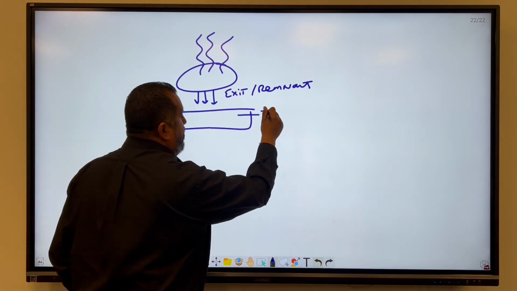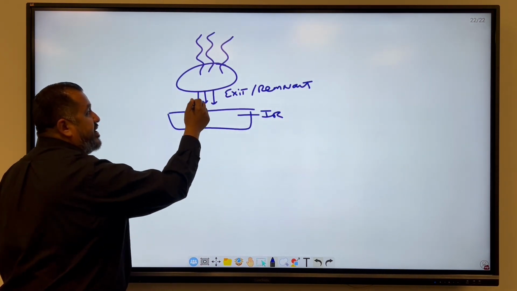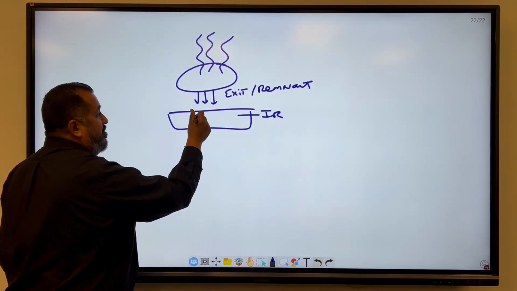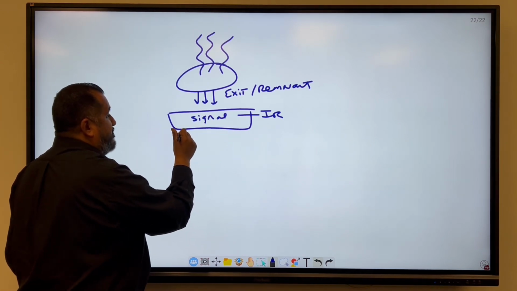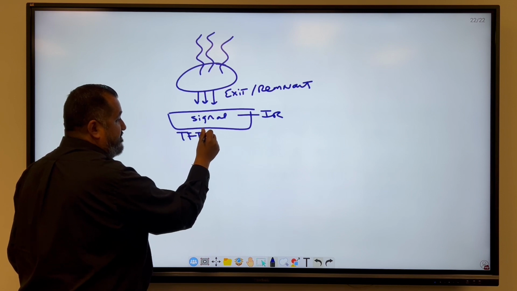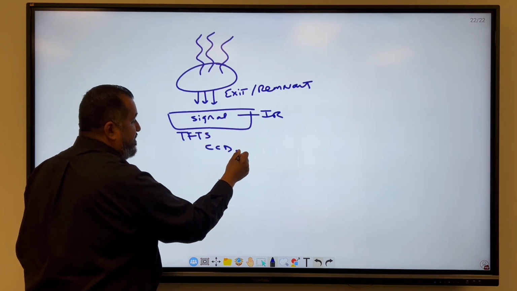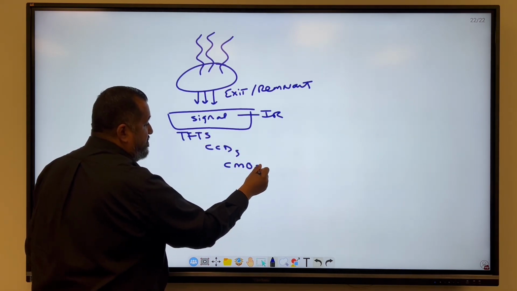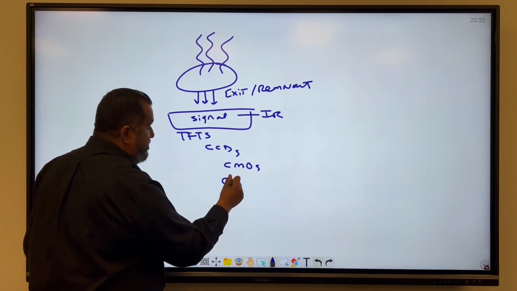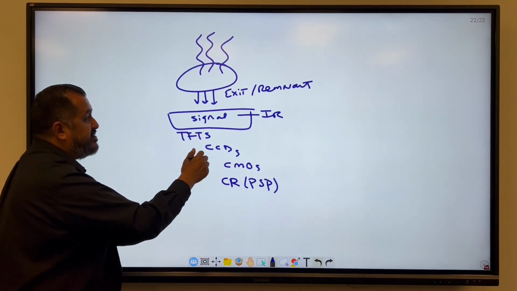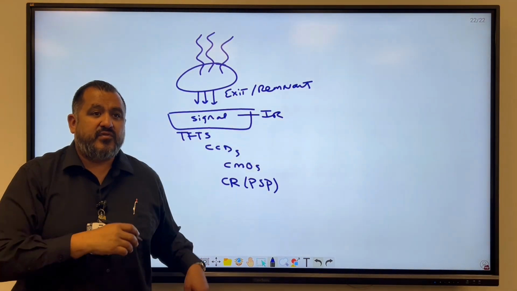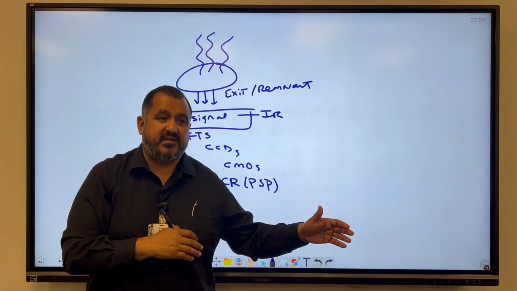So again, exit radiation, remnant radiation goes through, and now it's gonna hit your detector, it's gonna hit your IR. So this X-ray energy, these photons, are gonna be signal that's gonna be recorded and detected. And you have different types of receptors. We have TFTs, we have CCDs, we have CMOS systems. In the older systems, we have CR systems, we have PSP. So these are all the detectors that record the exposure. From there, it's sent to the computer for processing, correct?